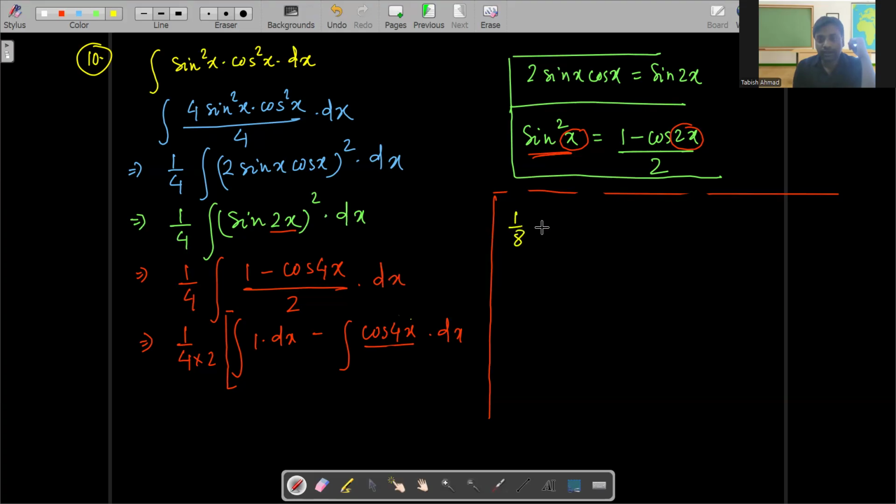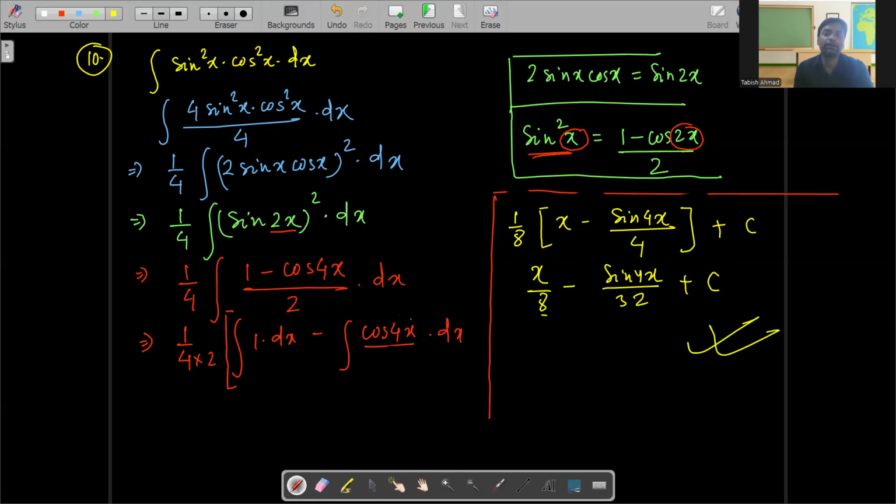So it will become 1 by 8 and here it will become x minus the integration of cos 4x, which is sine 4x over 4, because 4 is a multiplier here. So you are done. And plus c, you put it here. So it will become x over 8 minus sine 4x over 8 times 4, which is 32, plus c. This is the final answer of the integration of sine squared x and cos squared x.